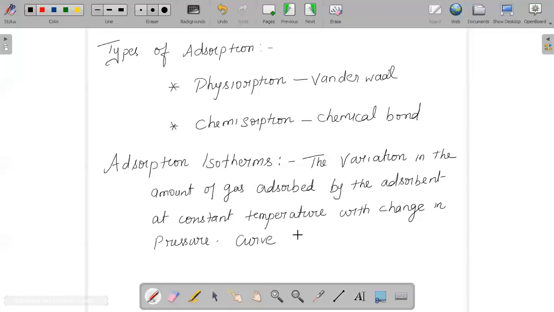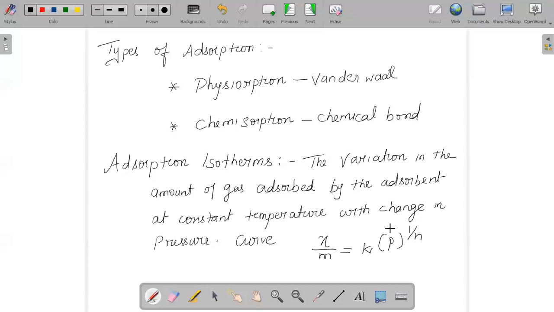Freundlich is the person who proposed a relation between the extent of adsorption and pressure. So the adsorption equation is x by m is equal to k into p to the power of 1 by n.